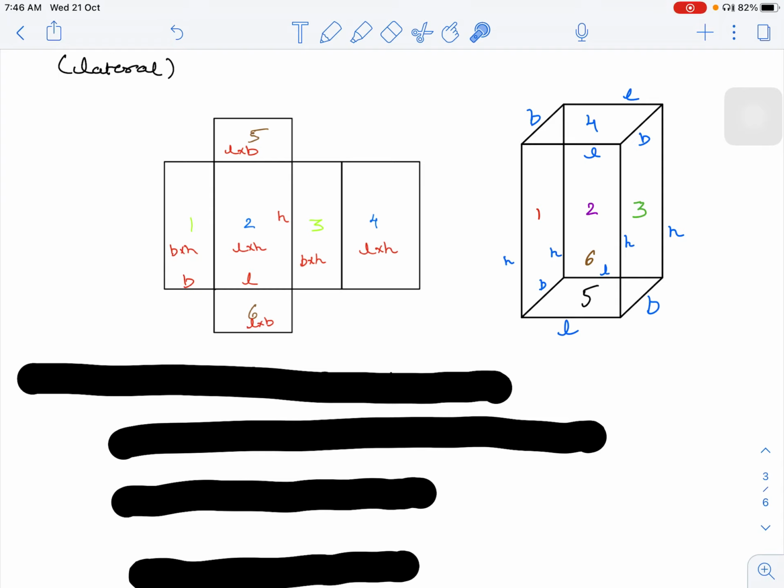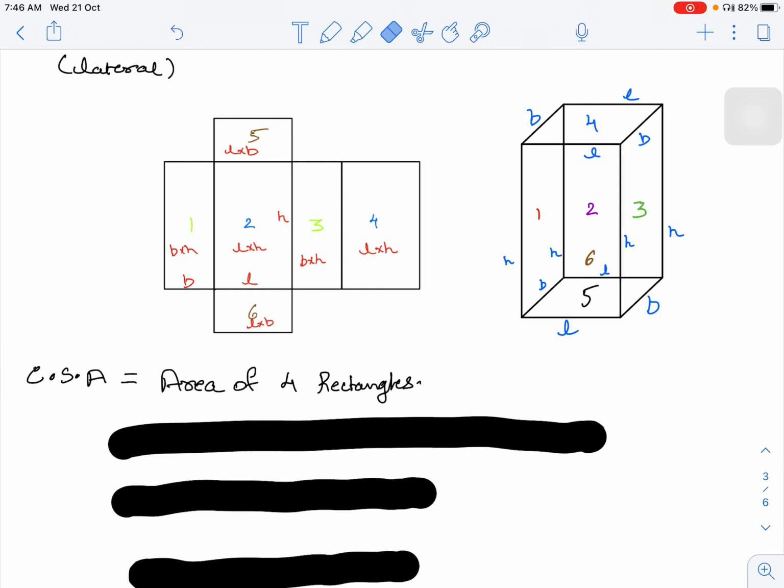The area of these four rectangles together will form the curved surface area. Now let us see. CSA, the optional word for which is lateral surface area. CSA of any figure is the area of the four rectangles. CSA for a cuboid is the area of these four rectangles.